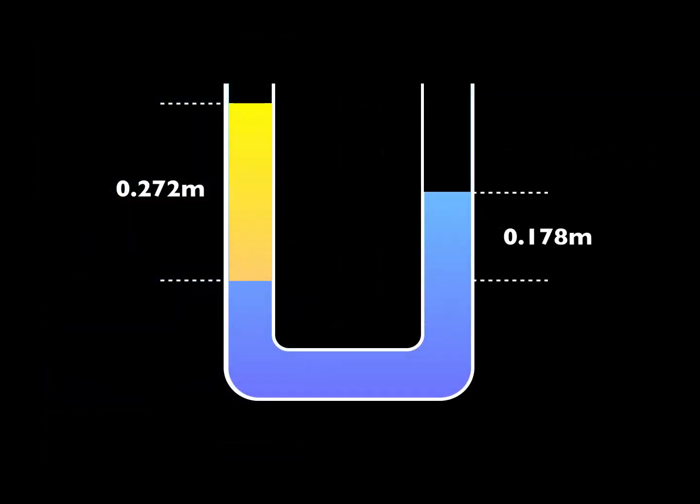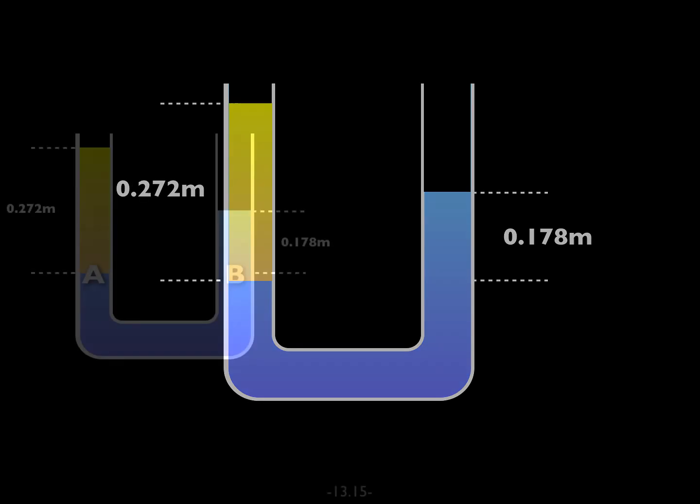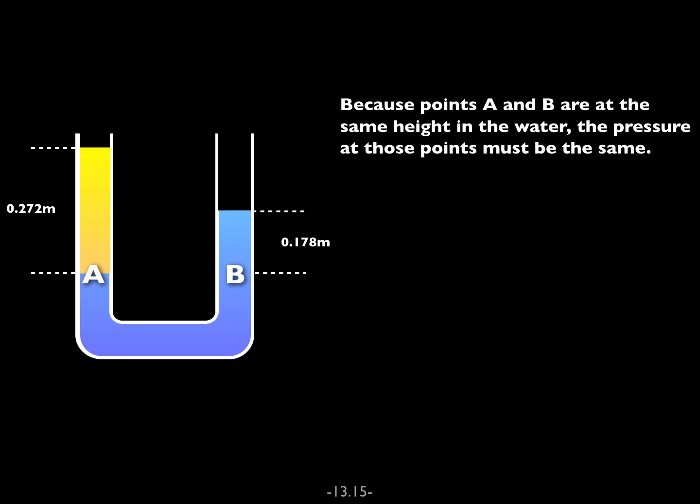The next question also involves pressure, but there's one bit of cleverness that we need to figure out. And that is that in this U-shaped tube, where these fluids are completely at rest, the pressure at point A in this diagram equals the pressure at point B in this diagram. Pressure in a given fluid is the same at the same depth in that fluid, and points A and B are at the same depth in the water.